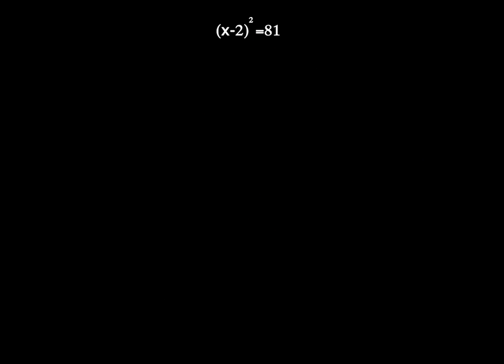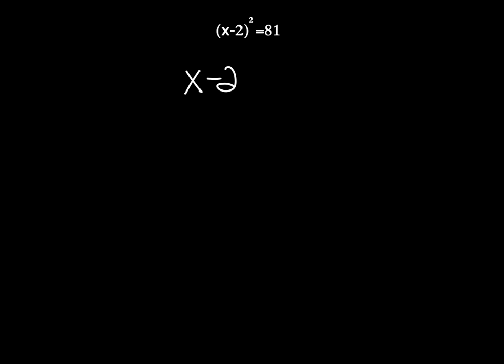And here's our last type of problem. What I want you to notice is I have the quantity x minus 2. The whole quantity is being squared. So this means I have to undo the squaring before I can deal with what's inside the parentheses. So to undo the squaring, we're going to take the positive negative root.